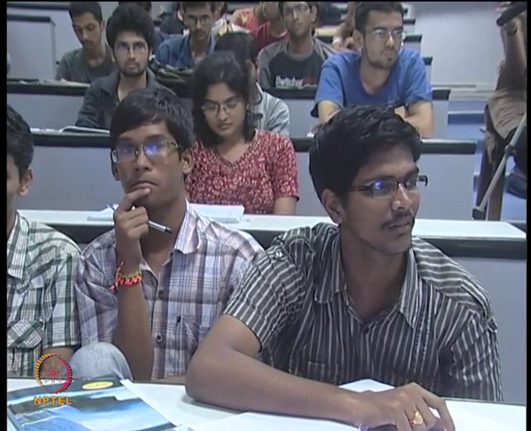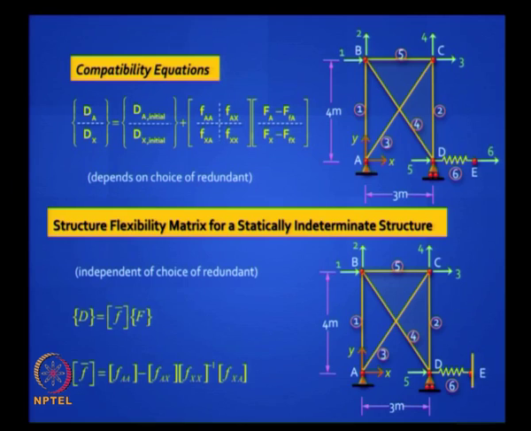Can you write an equation? So it's a potential quiz question. Now you all wake up. How to write, using whatever redundant you've chosen, the flexibility matrix for this structure? So I'll give you the answer. You can prove it, but I leave the proof to you.